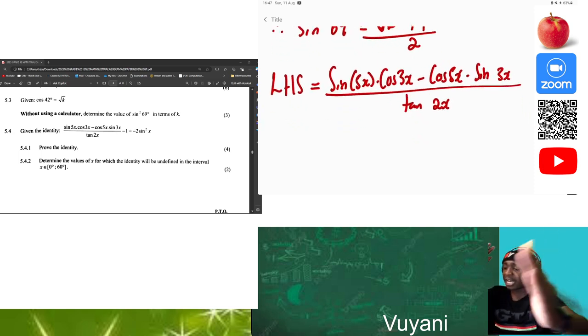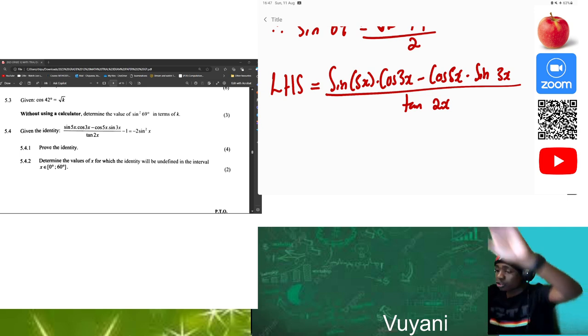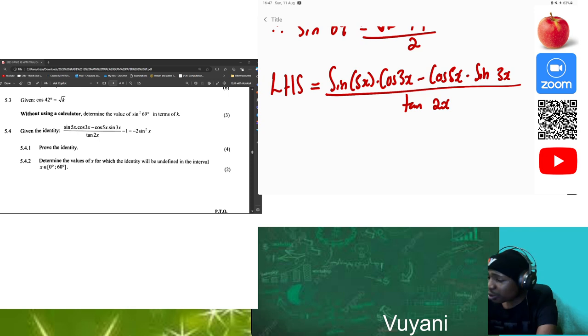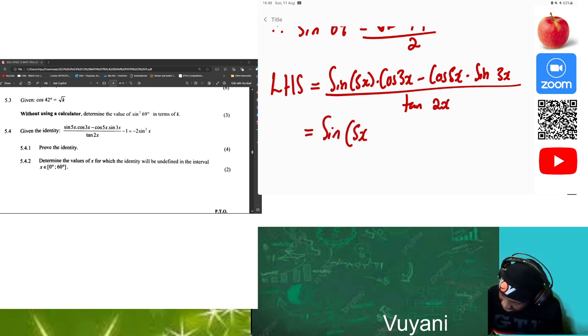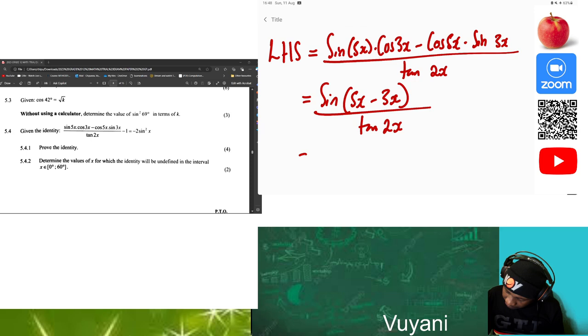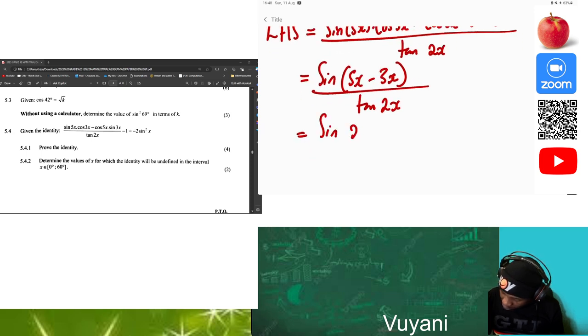So now we can see that this is sine cos cosine, sine cos cosine. This is us knowing that we have what we call compound angles. Since we have compound angles, we know that sine of A minus B is the same as sine times cos minus cos times sine. So this is what we have. This is the same as sine of 5x minus 3x all divided by tan of 2x. Interesting. That's why I love maths. So that will be sine of 2x divided by tan of 2x. This is great. Oh my word.